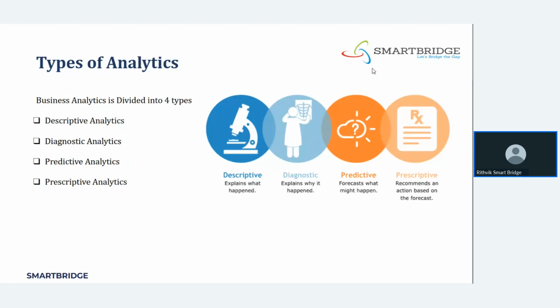Types of analysis. In business analysis, we have basically four types. First, descriptive analysis, then diagnostic analysis, then predictive analysis and prescriptive analysis. What do you mean by descriptive analysis?